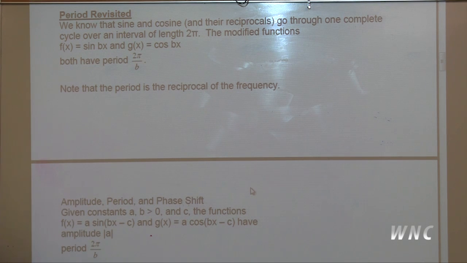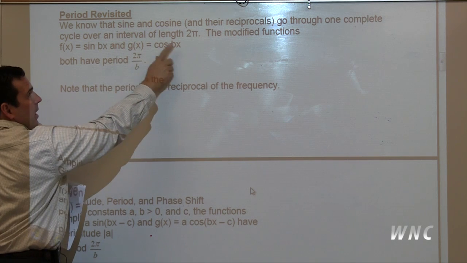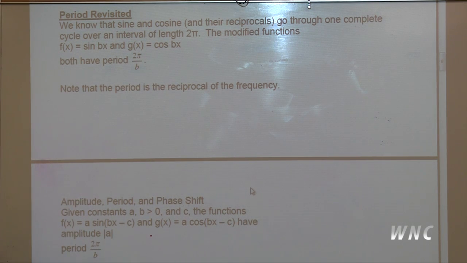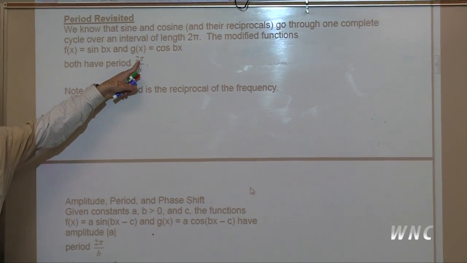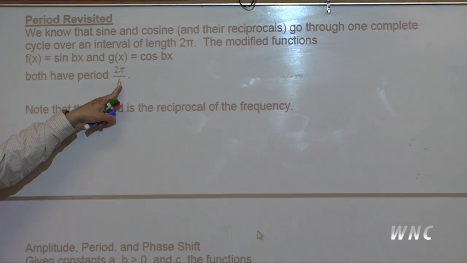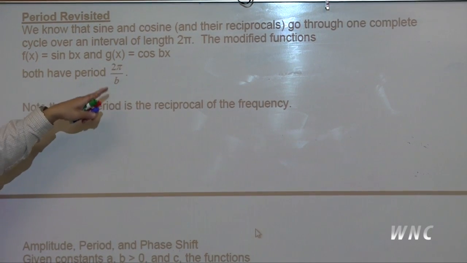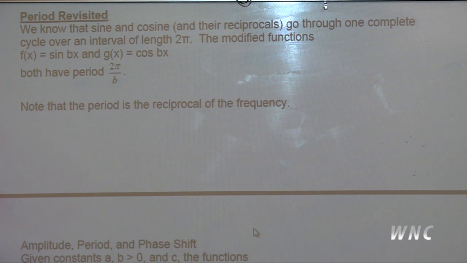So note that the period is a reciprocal of the frequency. So if you have a coefficient to the x inside your sine, cosine, cosecant, or secant function, it's going to be the period length of 2 pi divided by b. And for cotangent and tangent, it would just be pi over b.